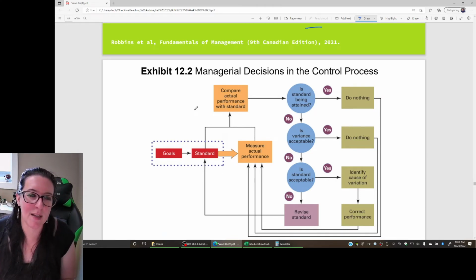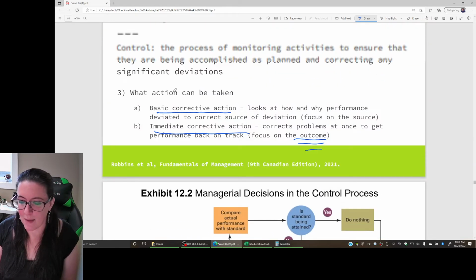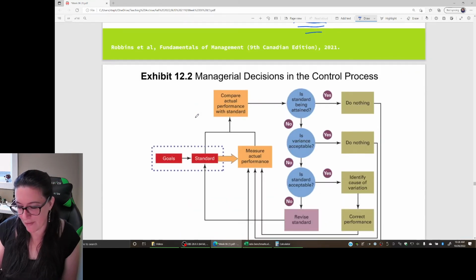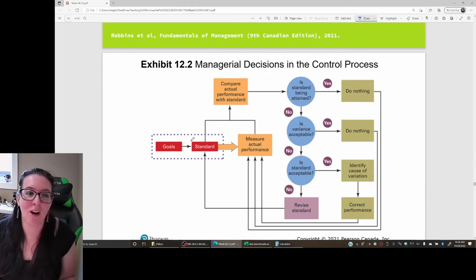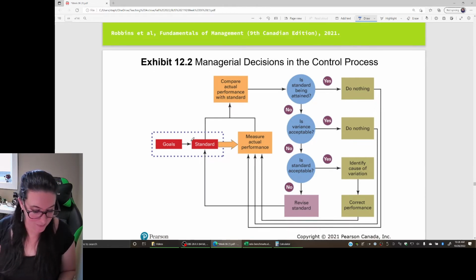then we need to look at, is that standard reasonable? If it is, we need to fix the problem. We need to then either remedy the issue with immediate corrective action, and we need to create a plan to fix whatever's causing the problem so that it doesn't happen again with our basic corrective action. If the standards are not acceptable, maybe our goals are not realistic, we need to go back and revise the standard. So what are we using as our benchmarks, and are they realistic for where our organization is at?